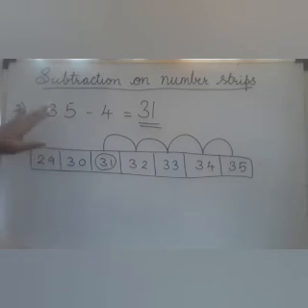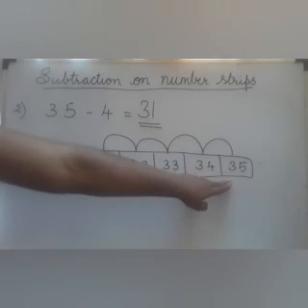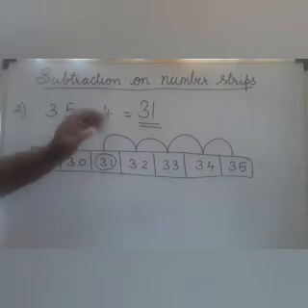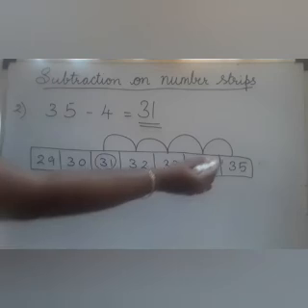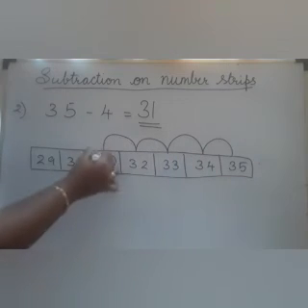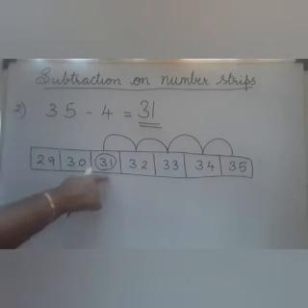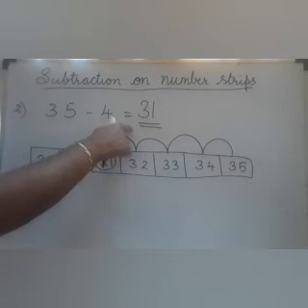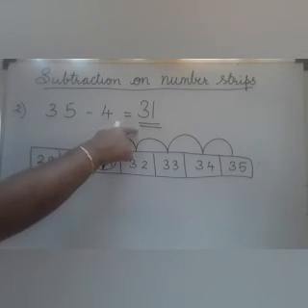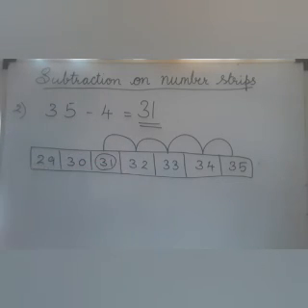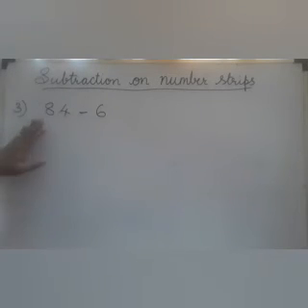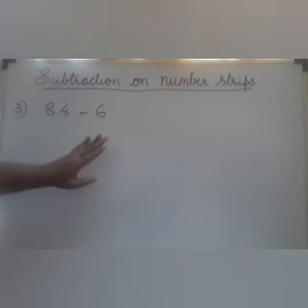In this question, from 35 we start the jumping. How many backward jumps? 4 backward jumps. 1, 2, 3, 4. Now we are at 31. So 35 minus 4 equals what? 31. Moving to the next question. Look at this. The third question is 84 minus 6.